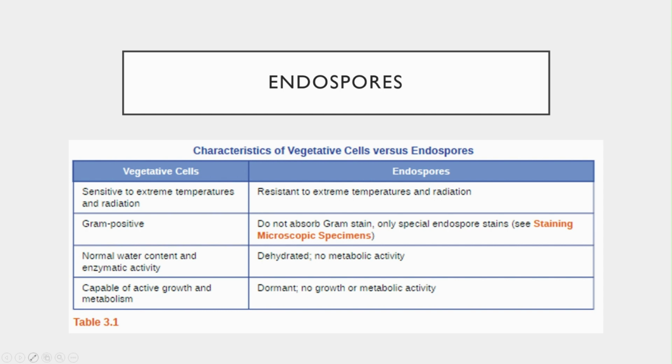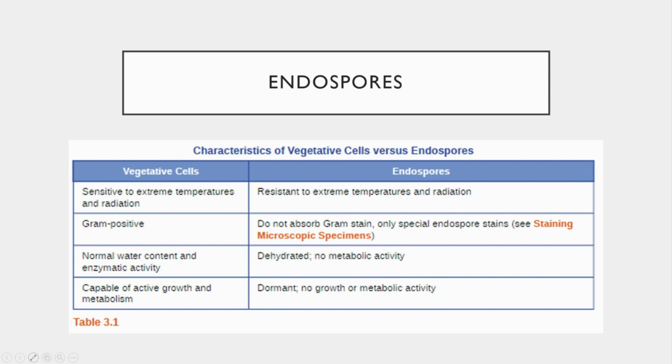Vegetative cells have normal water content, and the enzymes that carry out chemical reactions inside the cell have normal activity. Endospores are much more dehydrated, and there's very low metabolic activity. In the book it says no metabolic activity, but it's so little that they just refer to it that way, probably to help you differentiate between the two. So there's metabolic activity with vegetative cells and no metabolic activity with endospores.